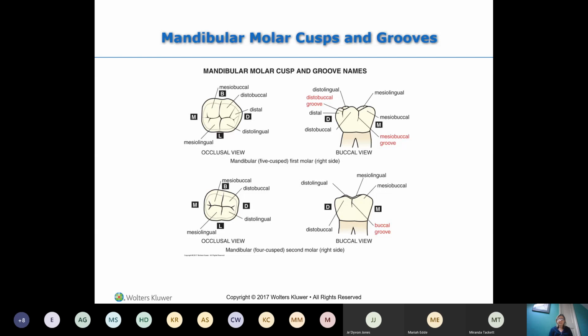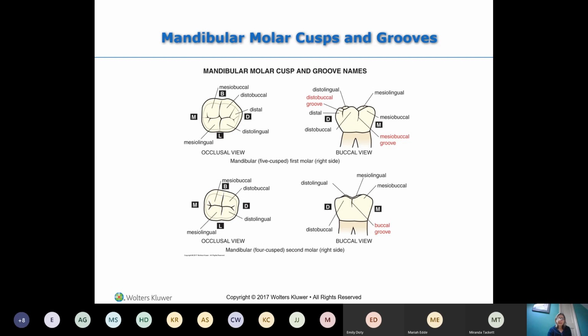Okay. And this is for mandibular first molars? Yes, because it's got the five cusps, it's got the little distal cusp. We're going to go through the other molars too, but we're starting here. So when you're looking at that picture, start with labeling the four areas.